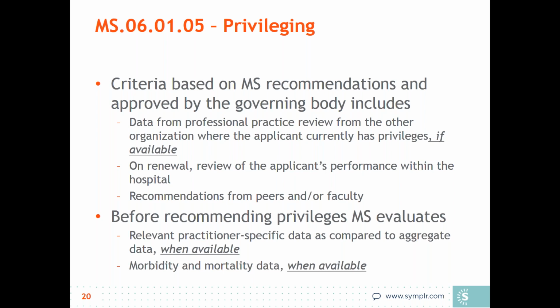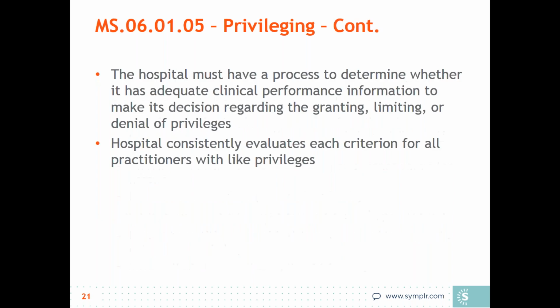Also, the Joint Commission requires that when you're renewing applications, you're doing a re-credentialing, that there's a review of the applicant's performance within the hospital, and recommendations from peers and or faculty have to be part of that recommendations for privileging. Before recommending the privileges, the medical staff has to evaluate any relevant practitioner-specific data compared to aggregate data when that's available, and morbidity and mortality data when available. So it's another reason why we need to take a look at this stuff. Ask for it, because it is a requirement from the Joint Commission that the medical staff evaluates these things when they're privileging.